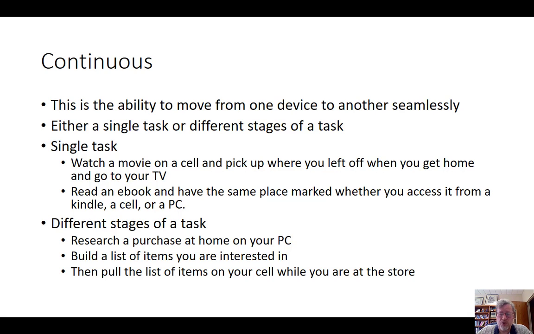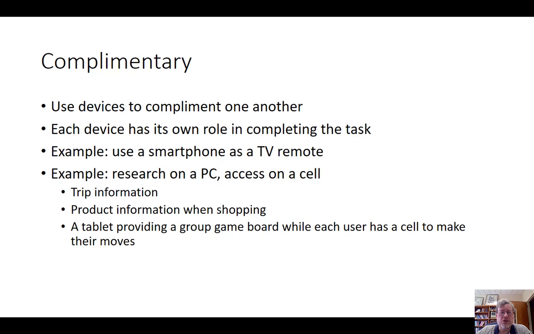We want the 2 devices to coordinate that way, which brings us to our next idea of complementary. This is definitely the newest. We want to use devices to complement one another. Each device has its own role in completing the task. For example, we might want to be able to use our smartphone as a TV remote, right? We don't want to watch the program on our smartphone. We want a big screen, but we don't want to have to fool with the interface to the TV because it's probably not very good. We want to take advantage of the better interface on the cell phone.